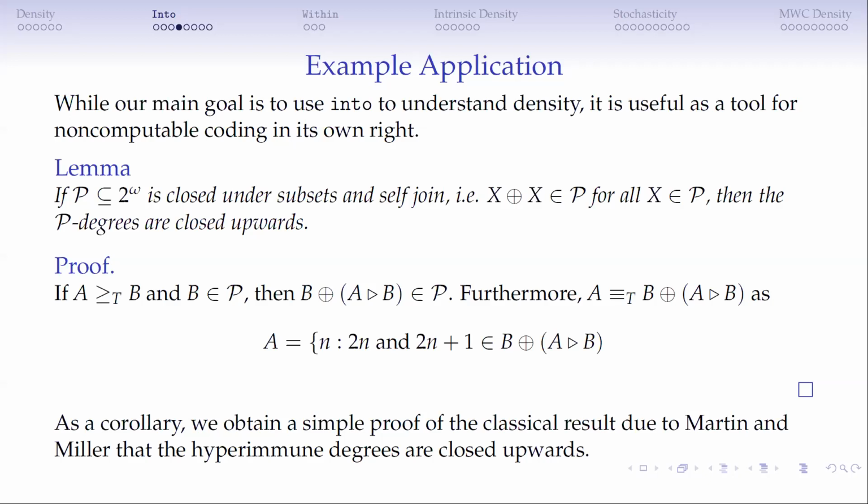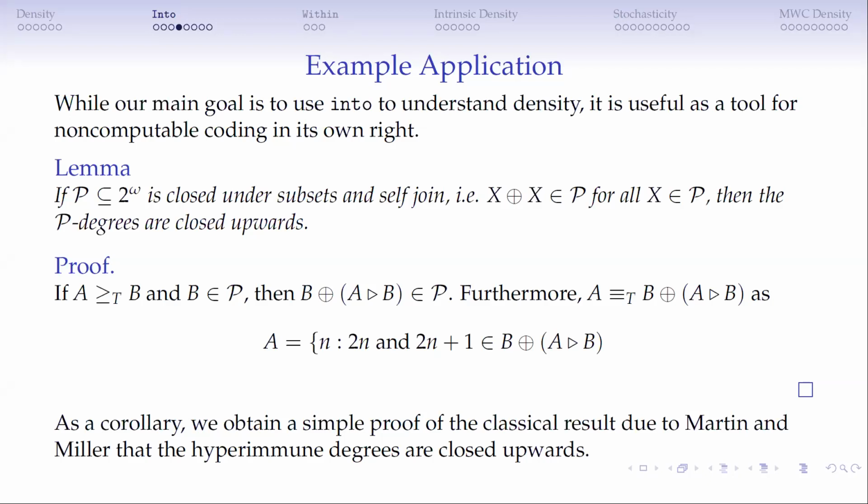One nice little application of this lemma is the classical result due to Martin and Miller, that the hyperimmune degrees are closed upwards. It's not hard to check that hyperimmune sets, rather, have this property here, or both of these properties.